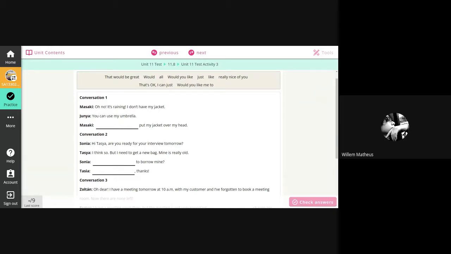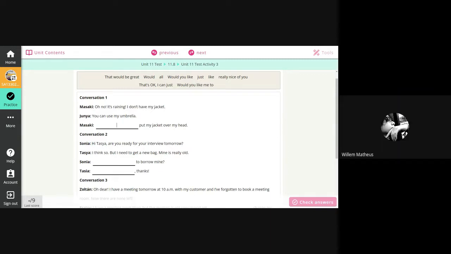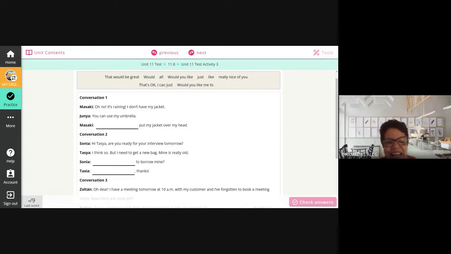That wouldn't really make sense. Because if he doesn't have his jacket, how can he say, that's okay, I can just put my jacket over my head? That's so crazy, isn't it? Something is wrong in the story because he doesn't have his jacket.